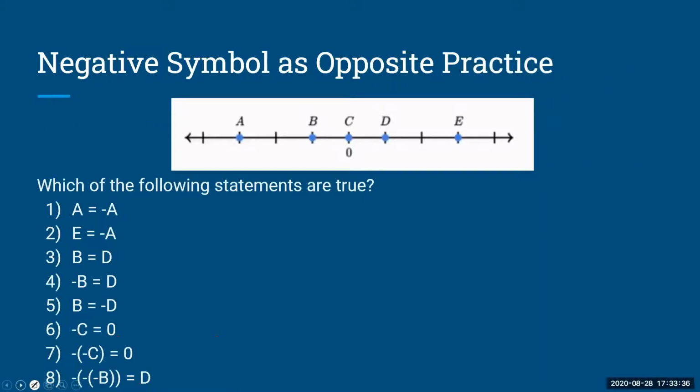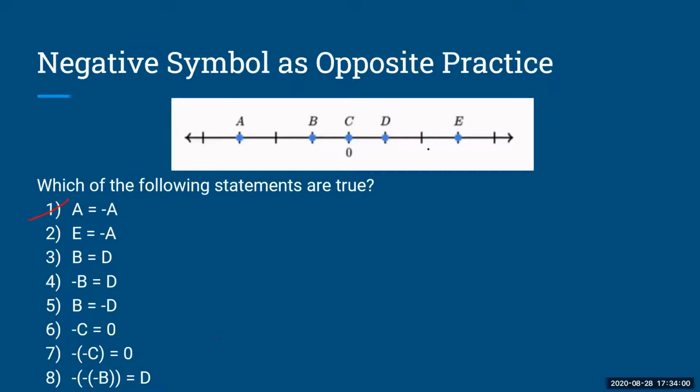All right. Which of the following statements are true? So based on this number line, does A equal negative A? Actually, this is technically independent, but I kind of need to zoom through, but hey. A does not obviously equal negative A because that wouldn't make sense. A does not equal the opposite of itself. So 1 is not true.